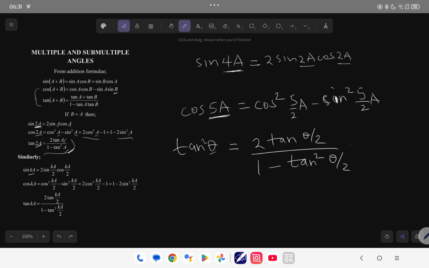Now here we are dealing with submultiple angles, from a big angle to a small angle. From a small angle to a big angle, we're looking at multiple angles. So we can express trigonometric ratios of angles in terms of the ratios of half of those very angles. That's what we are dealing with under multiple and submultiple angles. Let's go to the examples and try to apply these concepts.